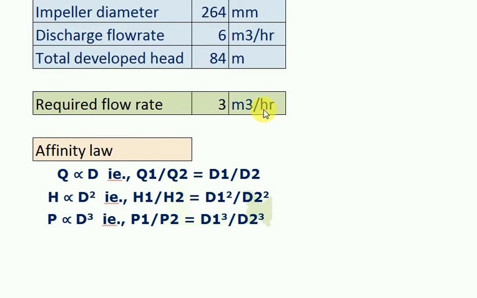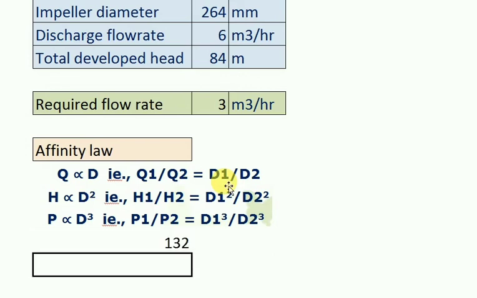The required flow is 3 meter cube per hour. By this formula, the required flow is Q1. Q1 we know, Q2 we know, D1 we don't know, that is, the required diameter. Q1 is 3, Q2 is 6. The existing diameter of the impeller is 264 mm, so it comes to 132 mm.